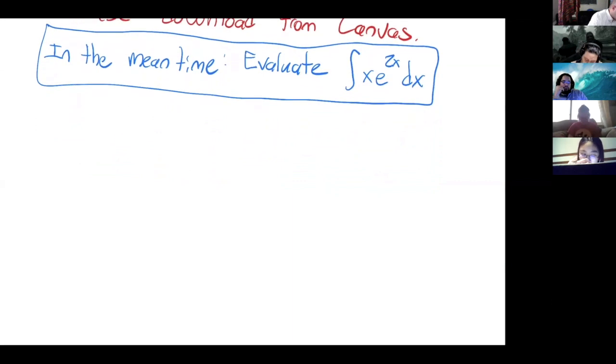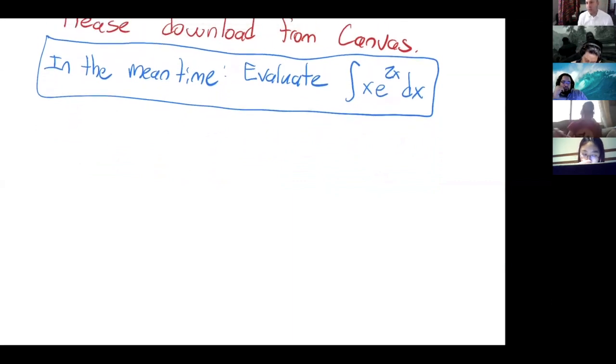If you had a chance to think about this one, it was on your reading quiz as well. If I want to evaluate this one, and feel free to chat in or just speak, what method of integration would work here? Integration by parts or substitution? On this one, I originally used substitution, but I got it wrong. Yeah, and some people are also suggesting substitution.